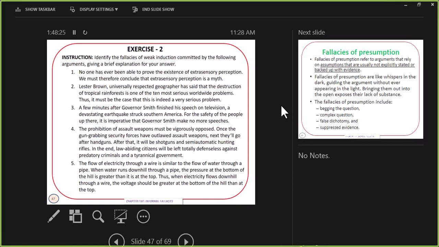False cause, but specifically which false cause? Oversimplification, post hoc, non-causal. Cause-effect, yes. Which cause-effect? Three of them have cause-effect, right? But they are different in subtle ways. Two events are related in what manner? A few minutes after Governor Smith finished his speech on television, a devastating earthquake struck South America. For the safety of the people out there, it must be imperative that Governor Smith make no more speeches.